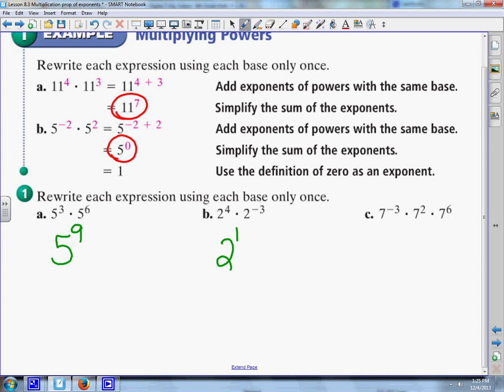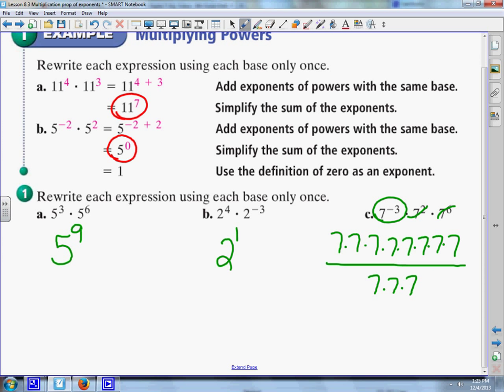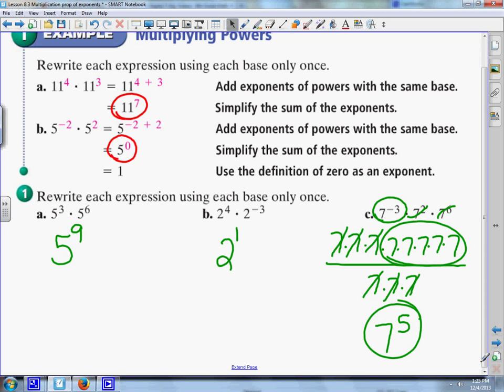Or you could write it like this. I have 2 7s on the top, that's this one. And then I have 6. And then what we learned about negative exponents is they go on the denominator. So negative 3 would be down here. So then these cancel out and these cancel out, and I'm left with 5 on the top. So it's 7 to the 5th. Maybe that helps you a little bit.